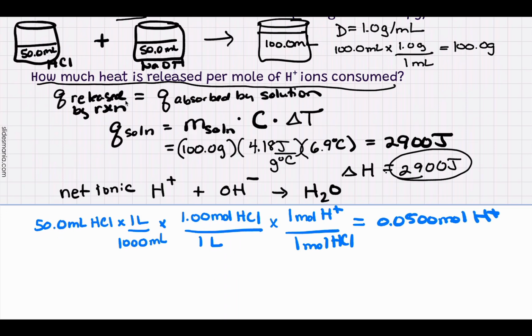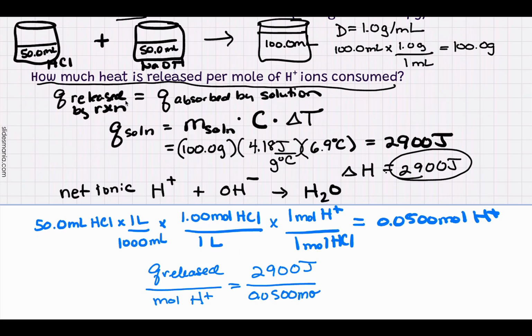And I want to know how much heat is released per mole. So I know that the heat released per mole of hydrogen ions would end up being 2,900 joules over 0.0500 mole. And that would give me 5.8 times 10 to the fourth joules per mole of hydrogen ions that get reacted.